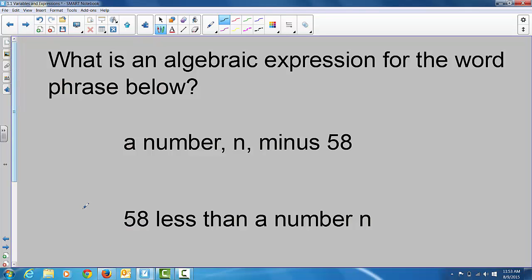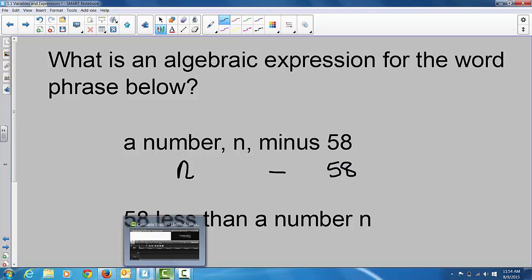What is an algebraic expression for this word phrase? A number n, so we write n, minus, and then the number 58. n minus 58. Most of the time you can just write things as they appear in the word phrase that you're dealing with.